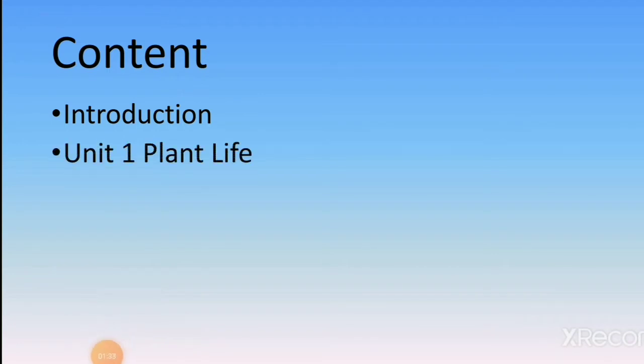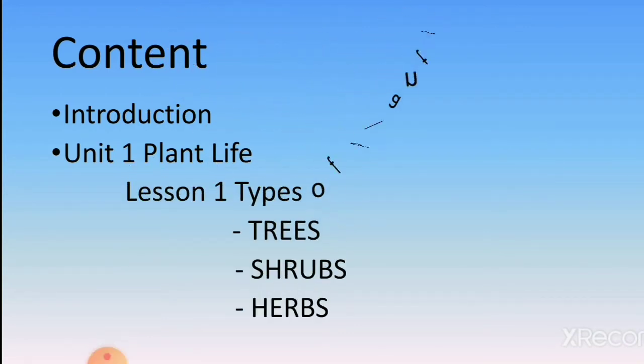Now, next, in this lecture we are going to do an introduction to what is in your textbook and how it looks. Then we are going to start with our first unit, that is plant life. And in that, we are going to do lesson number one, types of plants. In that, three topics we will cover: trees, shrubs, and herbs. So let's start with it.